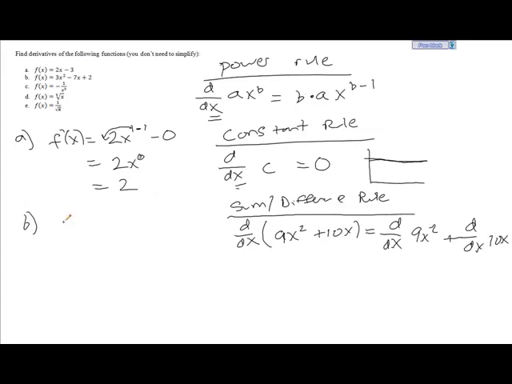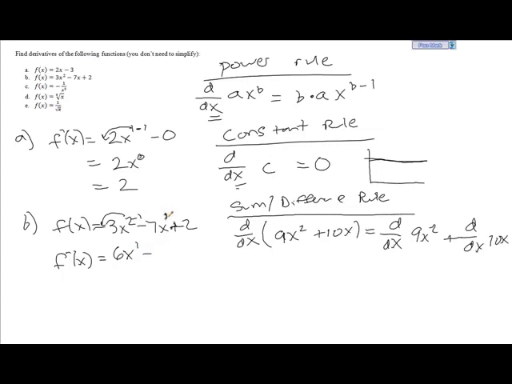Letter B, we have f of x equals 3x squared minus 7x plus 2. Okay, so to find the derivative, we go term by term, which is another way of thinking about what the sum difference rule is. We go term by term. This is going to be bring down the 2, subtract 1, so we get 6x to the first power. 2 times 3 is 6. Subtract 1 from the exponent.